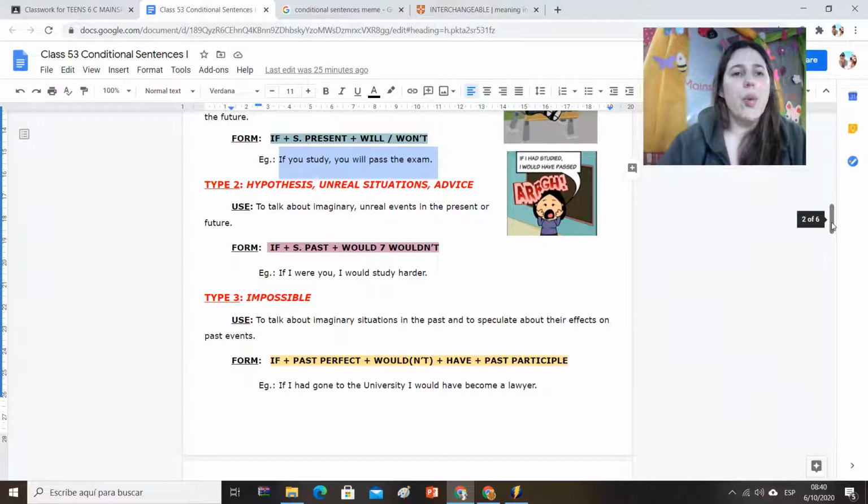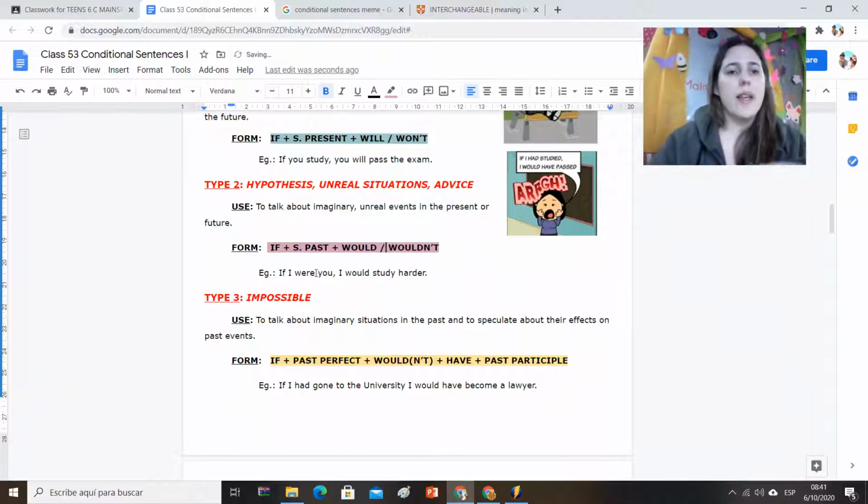In type 2, we are talking about hypotheses or unreal situations, and it is also used to give advice. So this type is used to talk about imaginary and real events in the present or in the future. Okay? For example, here it says, if I were you, I would study harder. This is to give advice. So this situation is not real because I am not you. Okay? But I am making a hypothesis. I imagine this situation, which is not real, and the possible result.